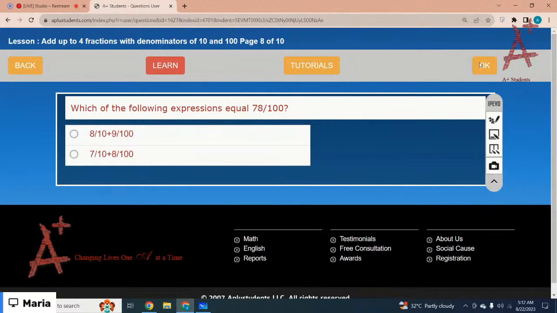Which of the following expressions equals 78 over 100? Which is the correct option? Very good. That would be the second one. Okay, you can complete the rest of the questions by yourself later today. Let me just move on to the next lesson. Great.